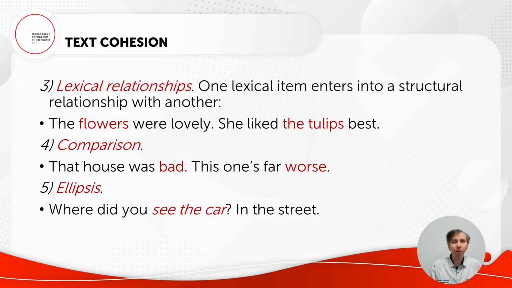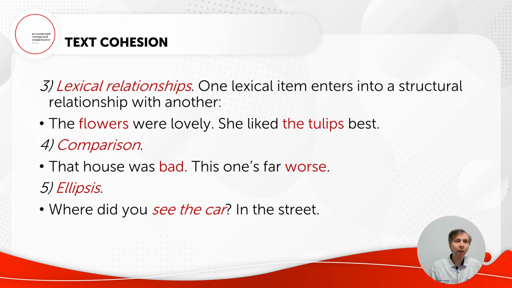So, for example, the flowers were lovely. She liked the tulips best. So the flowers and the tulips are related to each other by relationships of hyponymy, where the flowers is a more general term, whereas the tulips are a type of flowers, and so on and so forth. They could be synonyms or hyponyms or meronyms and such like elements.